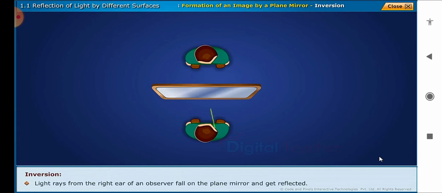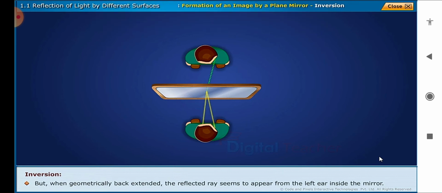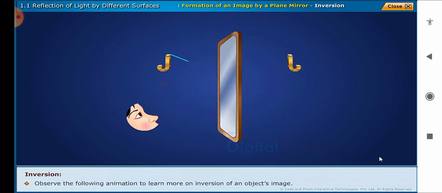Light rays from the right ear of an observer fall on the plane mirror and get reflected. But when geometrically back extended, the reflected ray seems to appear from the left ear inside the mirror. Hence the right ear of an observer appears inverted as his left ear before a plane mirror. Observe the following animation to learn more on inversion of an object's image.